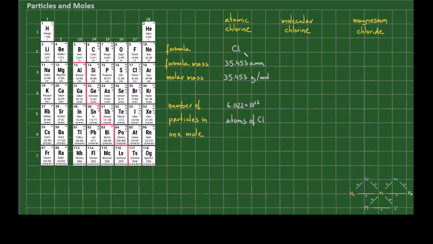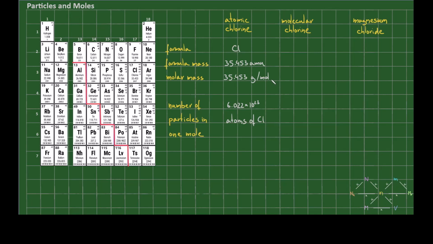In case of atomic chlorine, the formula is Cl. The mass of a single chlorine atom is 35.453 AMU. But if I'm talking about a mole of chlorines, or an Avogadro's number of chlorines, the mass becomes 35.453 grams per mole. Note that when we write out the unit for moles, it gets shortened to mol. The mass of a single mole of any compound is known as its molar mass.